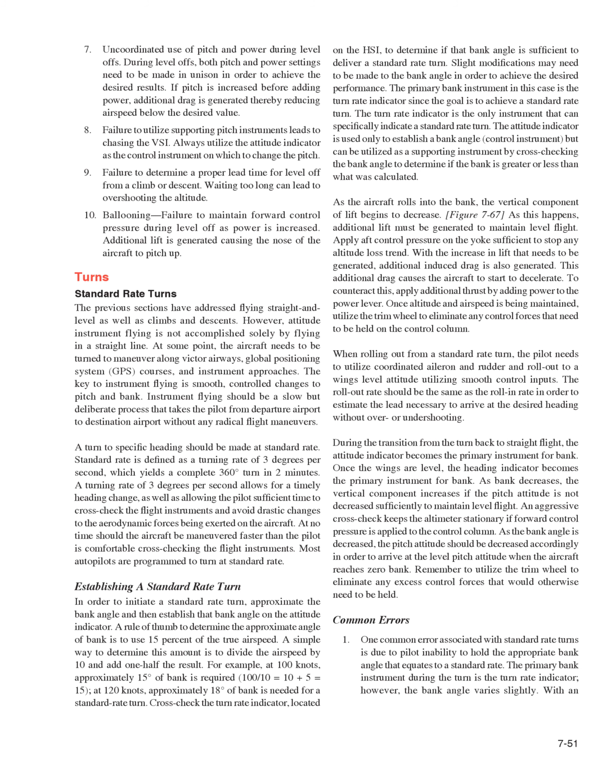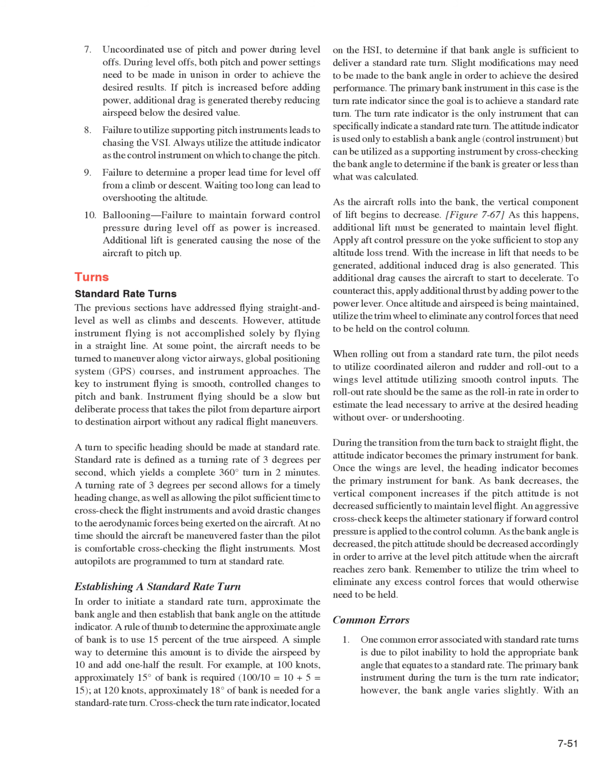In order to initiate a standard rate turn, approximate the bank angle and then establish that bank angle on the attitude indicator. A rule of thumb to determine the approximate angle of bank is to use 15% of the true airspeed. A simple way to determine this amount is to divide the airspeed by 10 and add 1/2 the result. For example, at 100 knots, approximately 15 degrees of bank is required. 100 tenths equals 10 plus 5 equals 15. At 120 knots, approximately 18 degrees of bank is needed for a standard rate turn.